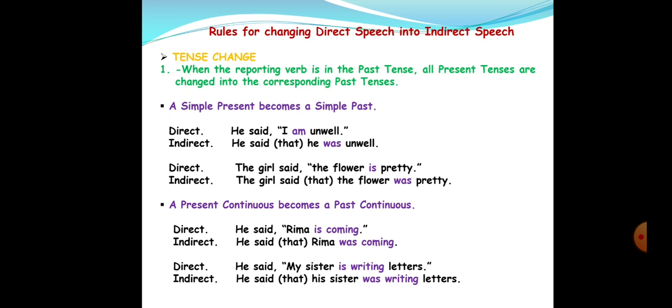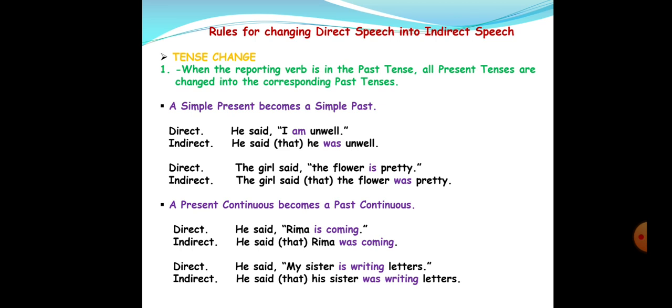And now we'll talk about some rules for changing direct speech into indirect speech. So these are some common rules, which we can apply to all the 4 types of sentences. Number 1 is your tense change. When the reporting verb is in the past tense, all present tenses are changed into the corresponding past tenses.